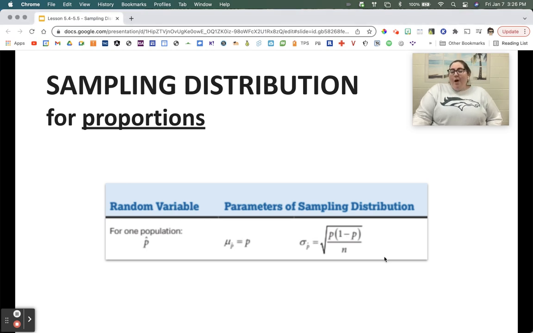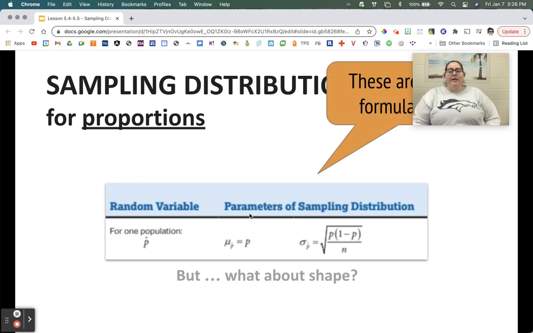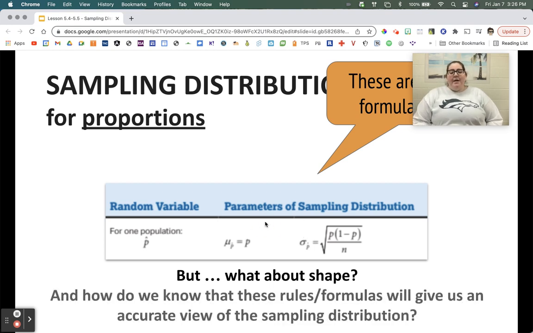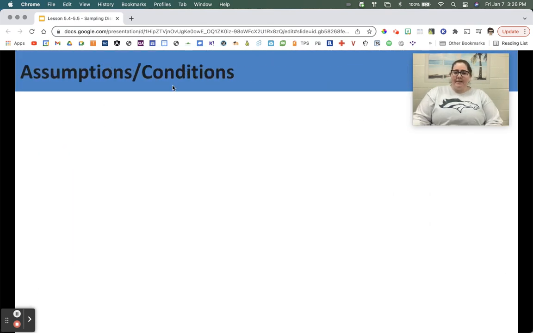The other thing that we would want to know about that sampling distribution is the shape. Is that shape going to be approximately normal? Is it skewed, etc.? And then the other thing is, how do we know that these rules and formulas will give us an accurate view of the sampling distribution? How can we be sure that this is truly what would happen in real life if we were to take repeated samples from the population? So there's a couple of rules, we call them assumptions or conditions, that we have to check or assume in order to trust the information from the formula chart, to trust those formulas and rules for this particular situation.